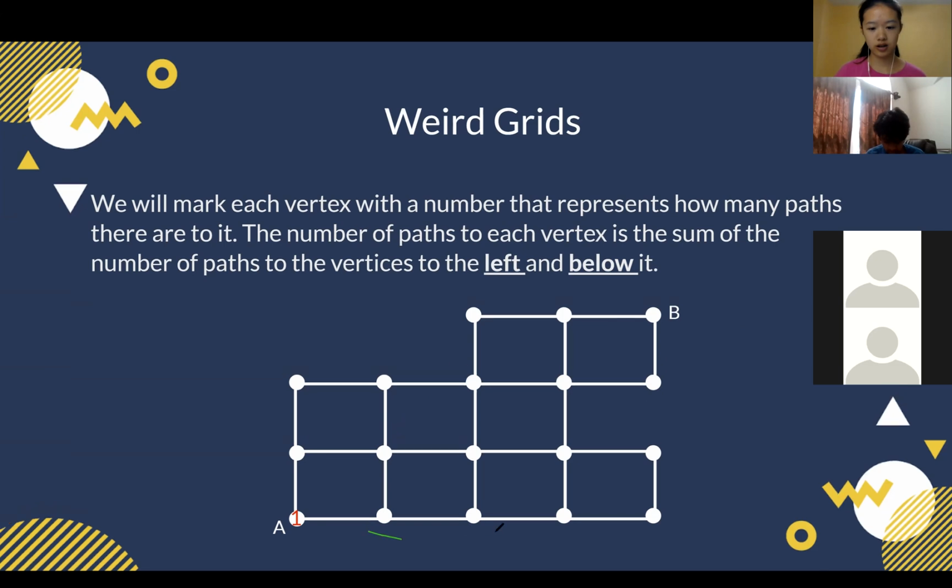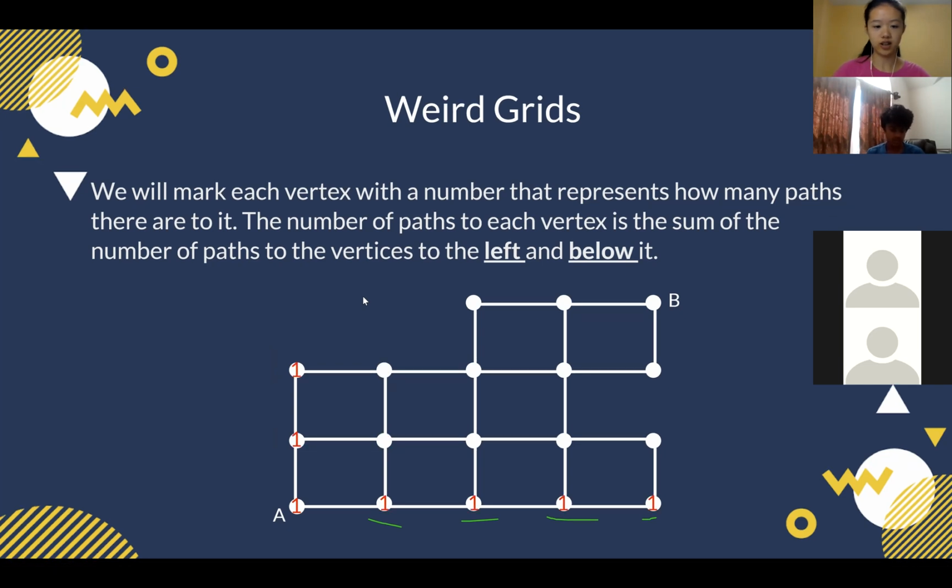And what we do is we mark all the vertices here, and here. In other words, all the vertices that are directly above and directly to the right of A, we give them all 1s. The reason we give them all 1s is because there's only one path to get to them. To get to any of these vertices, you just have to keep going to the right, and there's no alternate route. So these vertices all have values of 1.